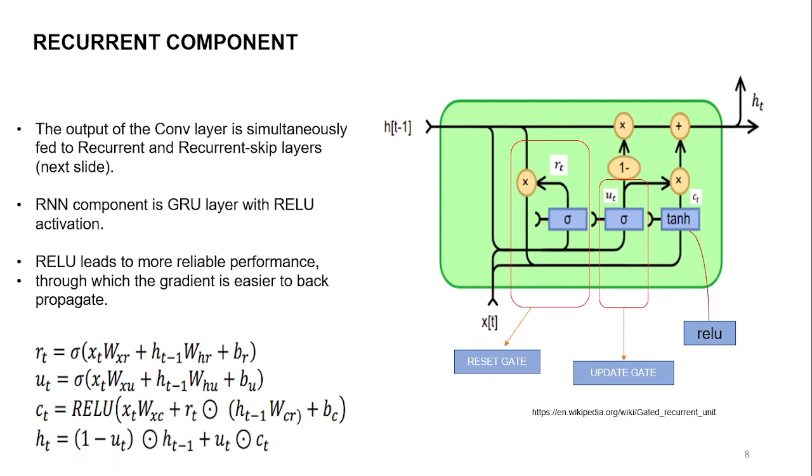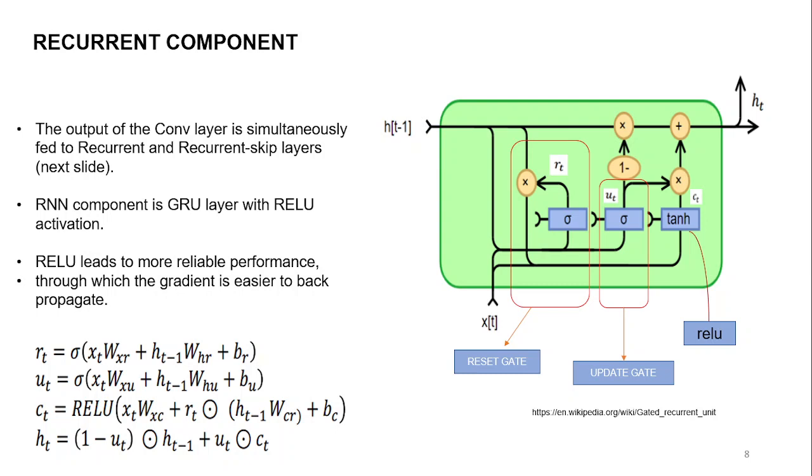The convolutional features extracted in the same block are simultaneously fed into the recurrent component and also the recurrent skip component, which I'm going to be discussing in the next slide. The main difference between CNN and RNN is that RNN is actually incorporated with memory to take information from prior inputs to influence the current input and also the output.